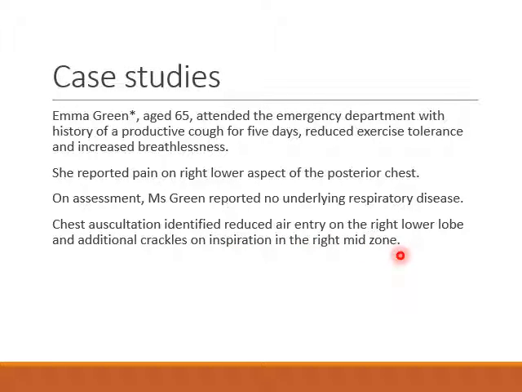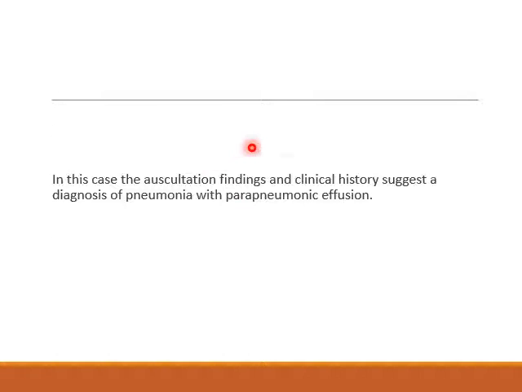So what's your differential diagnosis? What is the differential diagnosis of decreased air entry? Maybe pleural effusion, maybe collapse, maybe mass, maybe pneumothorax. But what is the differential diagnosis of crackles? Maybe infection, but here it is more likely infection, because if it were pulmonary edema, it would be diffuse and bilateral. So this history suggests a diagnosis of pneumonia and may be associated with parapneumonic effusion.